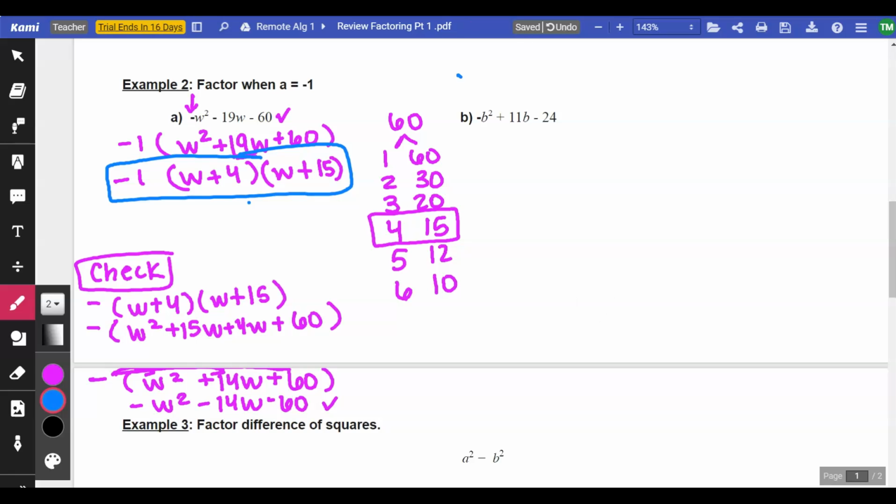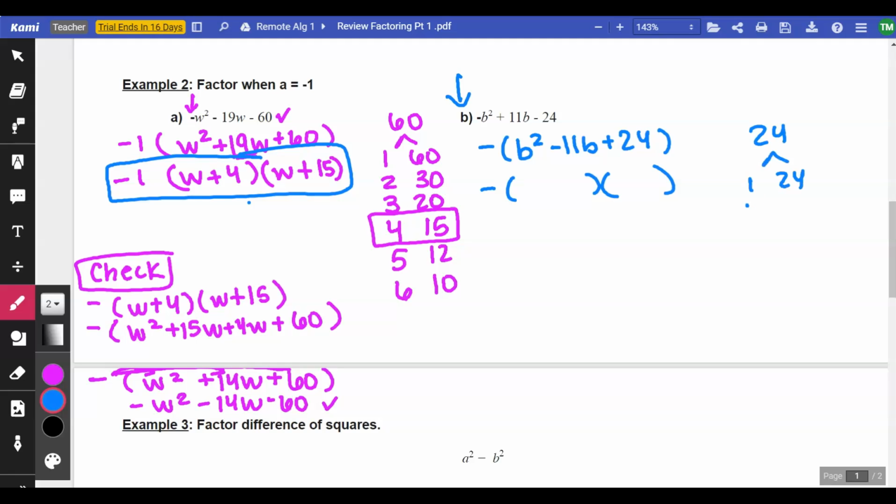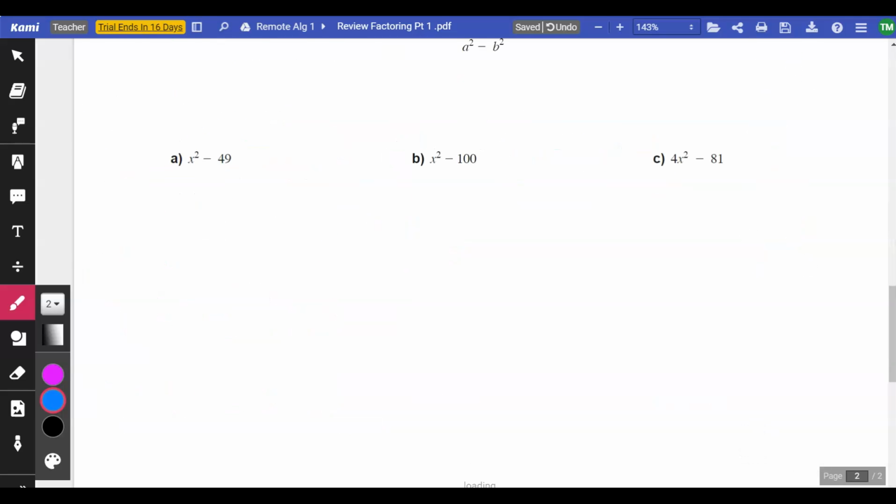I'm going to give you a second to go ahead and work through B. So for B, you should have factored out that negative first thing. Then make a factor tree for 24. Find factors of 24 that add or subtract to give you that negative 11.